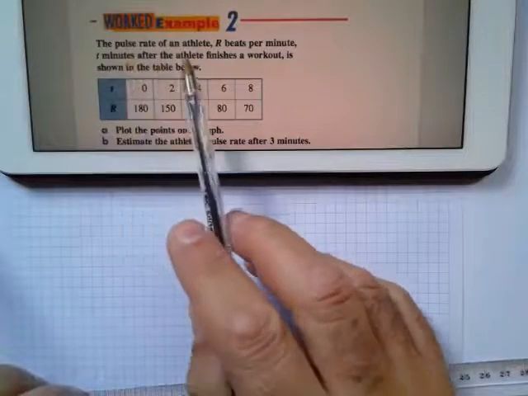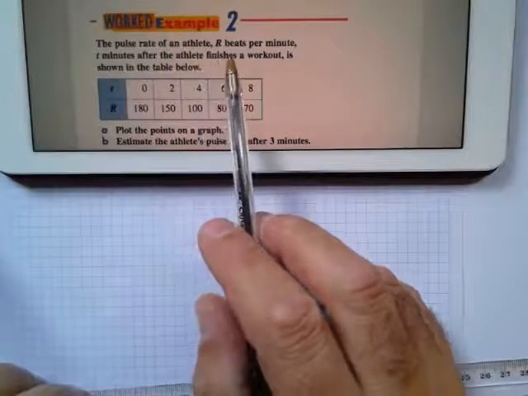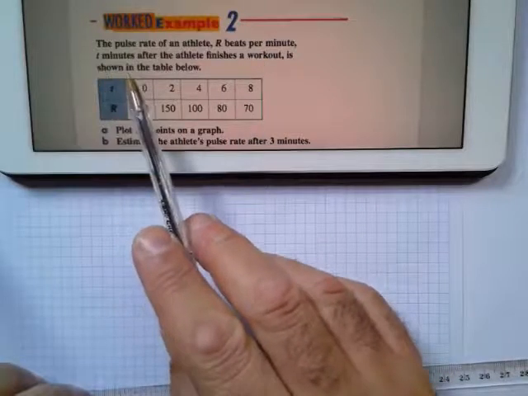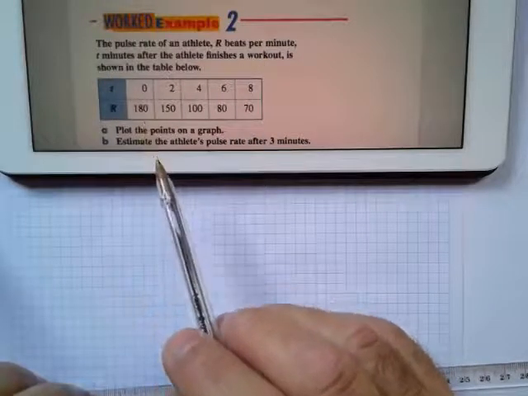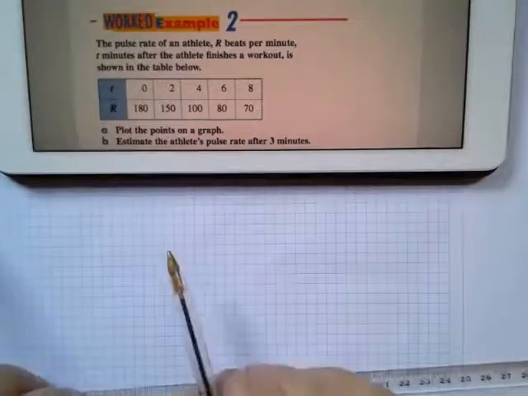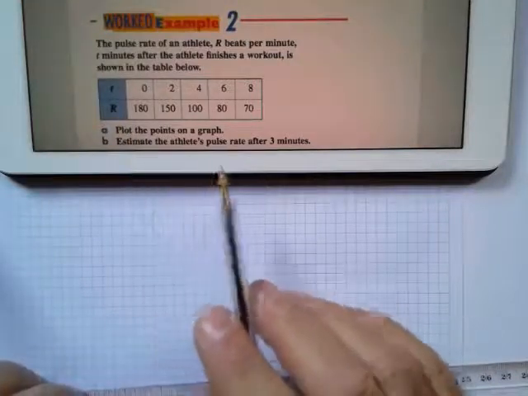The pulse rate of an athlete, R beats per minute, T minutes after the athlete finishes a workout, is shown in the table below. Plot the points on a graph.